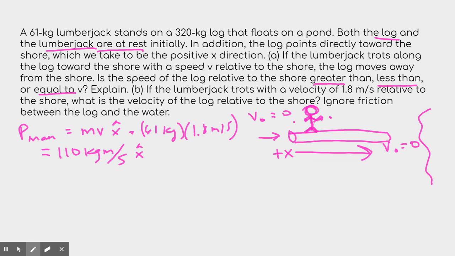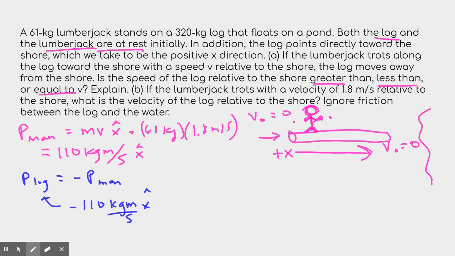Because the momentum of the man and the log are balanced out initially, so they're equal but opposite, we know that the momentum of the log is just going to be the negative momentum of the man. Since we know that, we can just find P log, and that makes the momentum of the log negative 110 kilogram meters per second in the x hat direction.